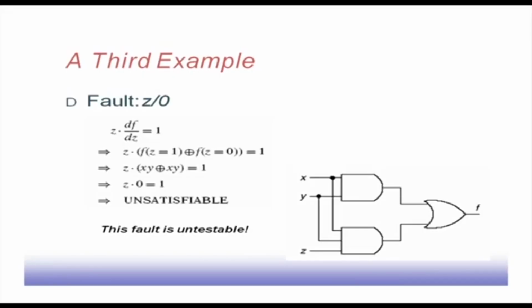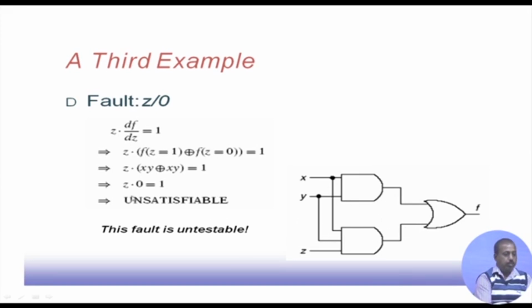Another example, suppose we want to check z stuck at 0. So, again the same, z df dz should be equal to 1. So, df dz is given by f with z equal to 1 XOR f with z equal to 0. f with z equal to 1, if z is stuck at 1, you see that this AND gate becomes a 2 input AND gate. So, xy, and this z, if z is 0, then it is definitely 0. So, z equal to 1 XOR z equal to 0, this part becomes 0.